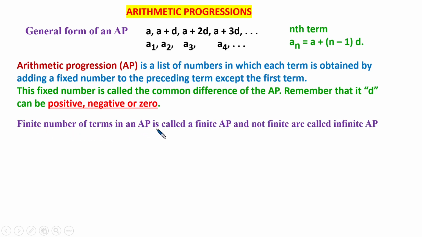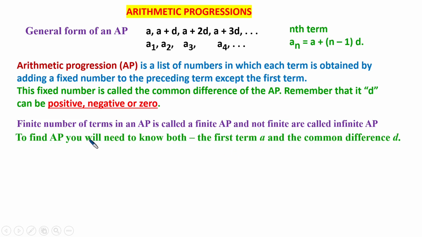So finite number of terms in an arithmetic progression is called a finite arithmetic progression. I may sometimes call it AP. This is the abbreviation of arithmetic progression. And those that are not finite are called infinite AP. To find an AP, you will need to know both the first term a and the common difference d. So you have to know the first term a and the common difference d. And these are the nth element, or nth term.